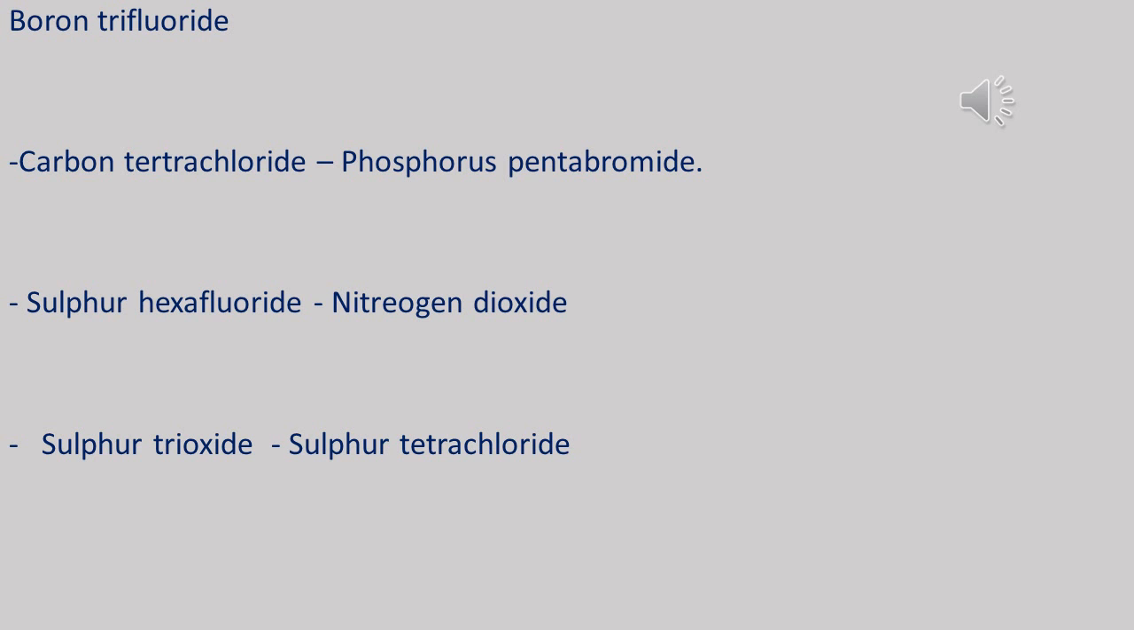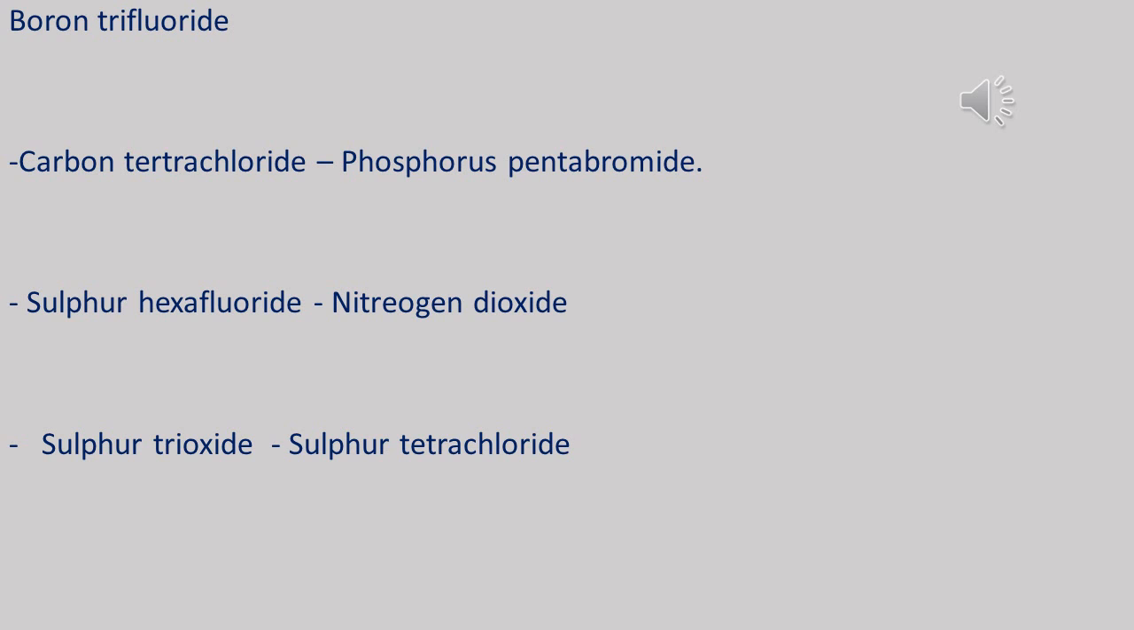For example, boron trifluoride: boron B, trifluoride F3, so boron trifluoride is BF3. Number 2, carbon tetrachloride: carbon C, tetrachloride Cl4, so carbon tetrachloride is CCl4. Phosphorus pentabromide: phosphorus P, pentabromide Br5, so phosphorus pentabromide is PBr5.